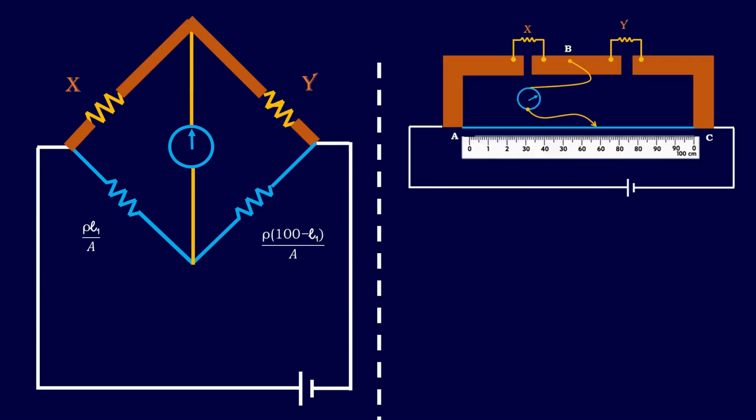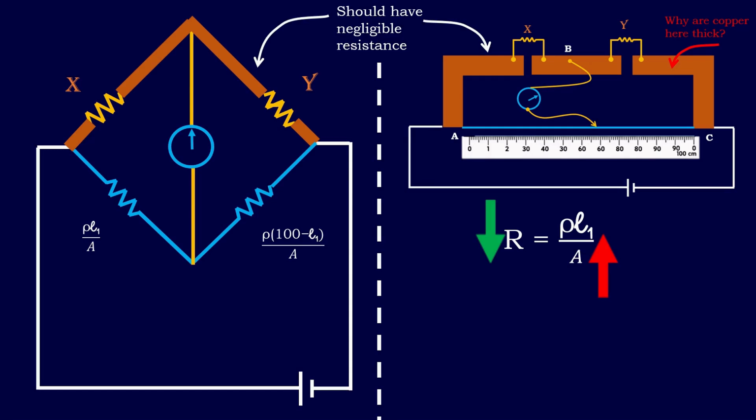Now let us move to the second part of the question. Why are the copper conductors in a meter bridge made thick? We know that the resistance of a conductor is inversely proportional to its cross-sectional area. In a Wheatstone bridge experiment, we want the connecting wires to have negligible resistance so that they do not affect the calculation of the unknown resistance.